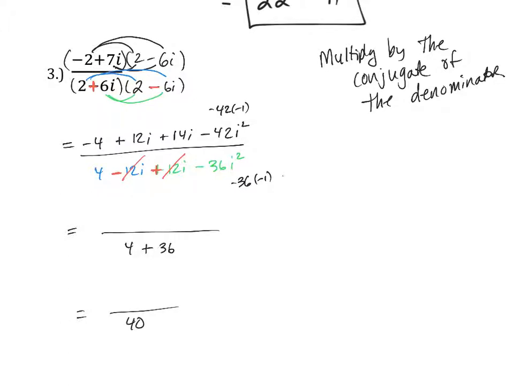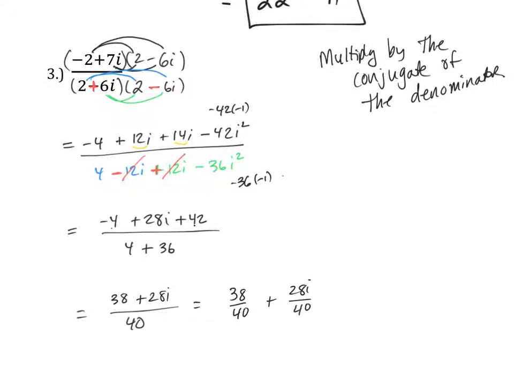Let's look at our numerator. We have negative 4. I'm going to combine my imaginary numbers, so I would have 12i plus 14i would be 28i, and then negative 42 times negative 1 would be positive 42. And then that would simplify. Negative 4 plus 42, that would be 38 plus 28i. And now we need to write that in standard form, and it needs to be simplified. So I'm going to rewrite that as 38 over 40 plus 28i over 40.